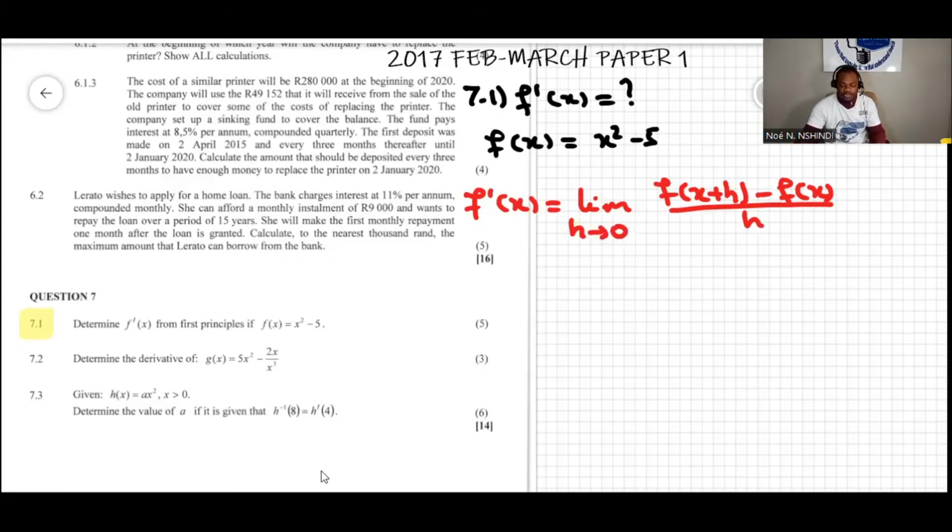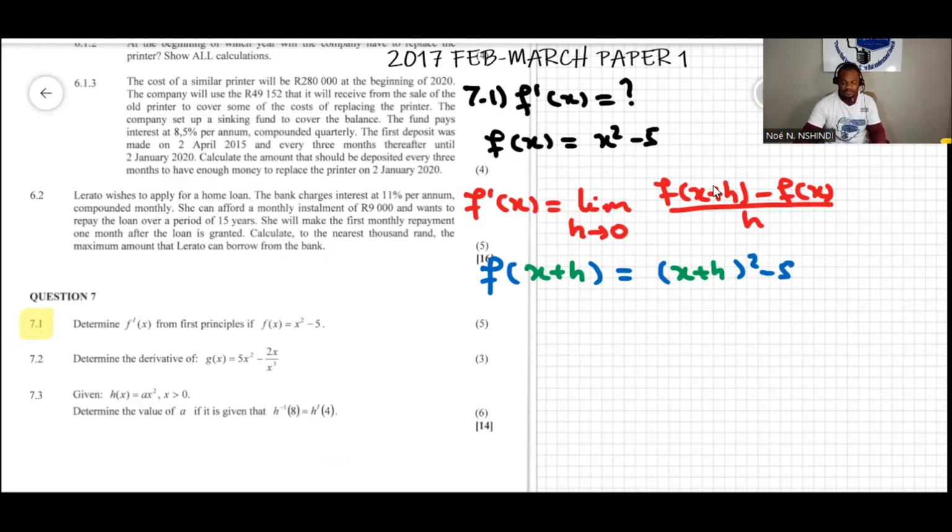So now, this is how I prefer to do it. I am going first to work out f of x plus h. In this case, it simply means that instead of x, I am going to substitute x plus h. We know that f of x is x squared minus 5, so I write x plus h in place of x, because we're working out f of x plus h.